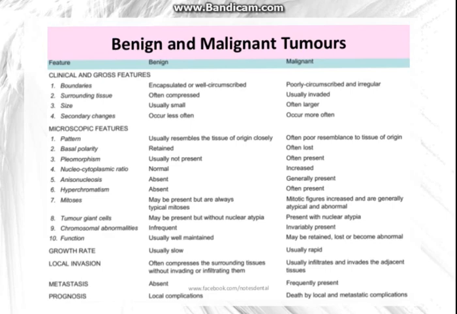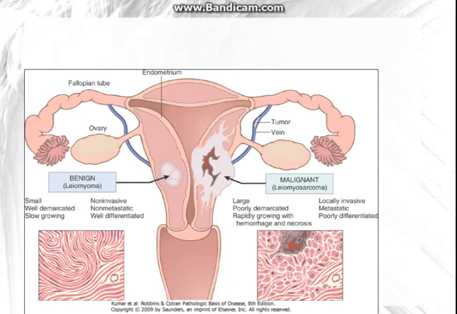Chromosomal abnormalities are more in case of malignant, and the function of the organ or tissue will be well maintained mostly in case of benign, but it can be a bit abnormal, according to the stage till which it affects that tissue. Then the growth rate is usually slow in benign, whereas it is rapid in malignant. Local invasion, we know, is less in case of benign than malignant. Metastasis is always absent in benign, and prognosis is good in case of benign tumors.